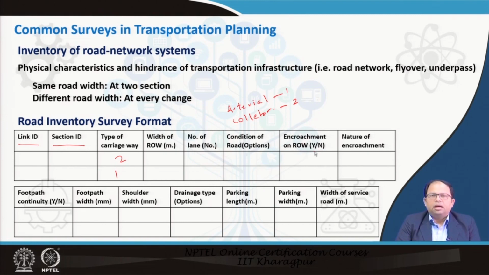Encroachment is a binary response where we can take yes or no, and then the nature of encroachment could be a subjective response, where we write down what kind of encroachment we can see, or it could be a set of options as well. Then continuity of footpath is again a binary response, yes or no. And then footpath width is in millimeters, shoulder width is in millimeters, drainage type is again a set of options, then parking length, parking width, width of service road, and so on. So this is a typical road inventory survey, to which of course you can add more parameters, but this is how it needs to be done.